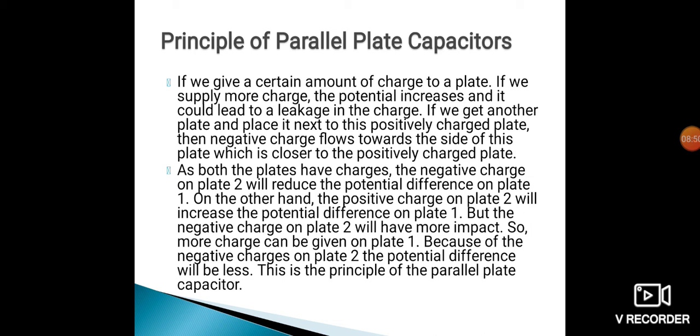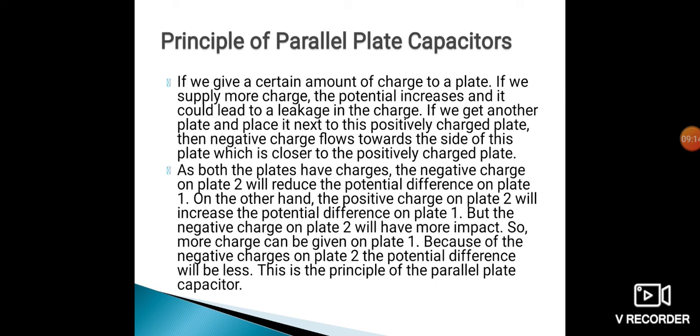So as we can see, we have two plates, plate number 1 and plate number 2. Plate number 1 is positively charged, whereas plate number 2 is negatively charged. So by the logic, we can say that plate number 1 has a higher potential and plate number 2 has a lower potential because it is a negative charge. Plate number 1 has a higher potential because it is a positive charge.